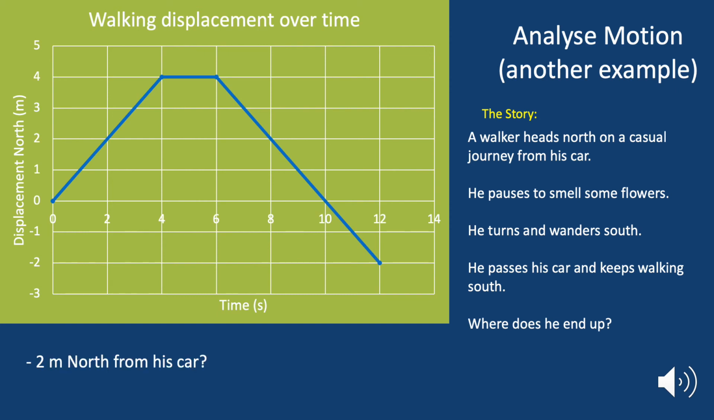When we look at the graph, we see that he ends up at negative 2 meters north from his car. So we see at the 12-second mark, he is negative 2 meters north. But what does this mean? It's technically true, but can we say it in a better way? Another way that we might say this is that he is 2 meters south of his car, not negative 2 meters north, but positive 2 meters south from his car. This is a better way to say it.